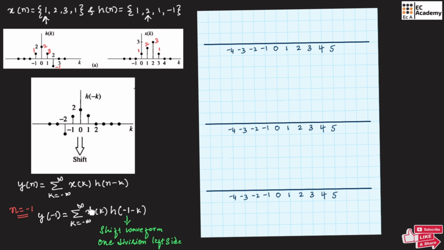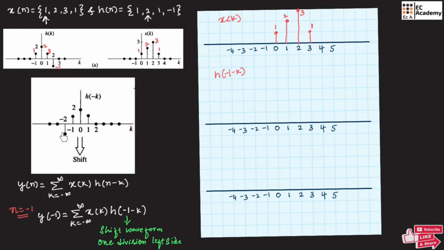Now let us take x of k, that will be multiplied with h of minus 1 minus k. So h of minus 1 minus k is shifting h of minus k one division towards the left side. Let us take x of k as it is and draw it here. This is x of k. Let us draw h of minus 1 minus k. It is shifting this waveform towards the left side one division.